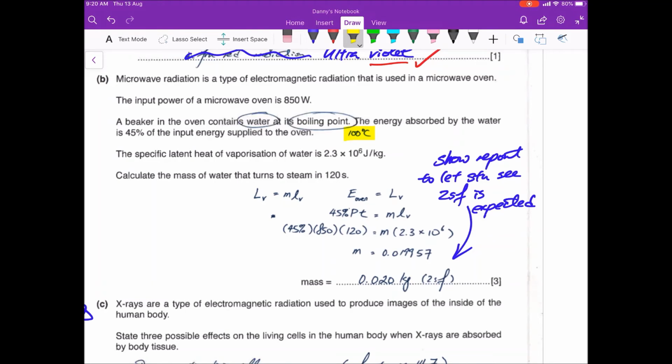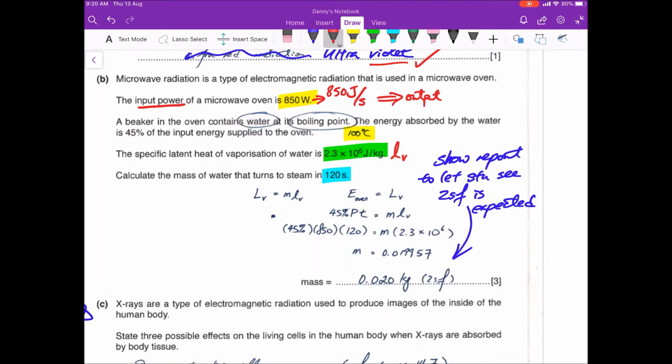You are given the specific latent heat of vaporization. So this guy over here is small l_v. I need to calculate the mass of the water that turns into steam within 120 seconds. Why am I having 120 seconds? That is because I know that for the oven, it will give out 850 joules per second. So this is what the W means. And I know that this is input, so I need to translate this into the output.